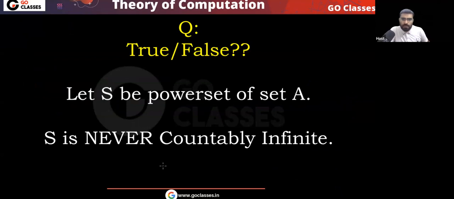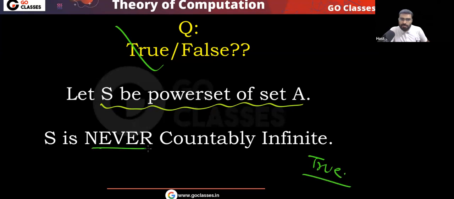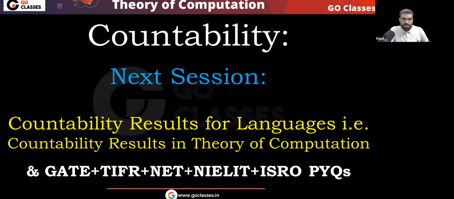Let's see this question also. Tell me the answer. If S is the power set of A, S can never be countably infinite. Is this true or false? We have already seen this, this is true.